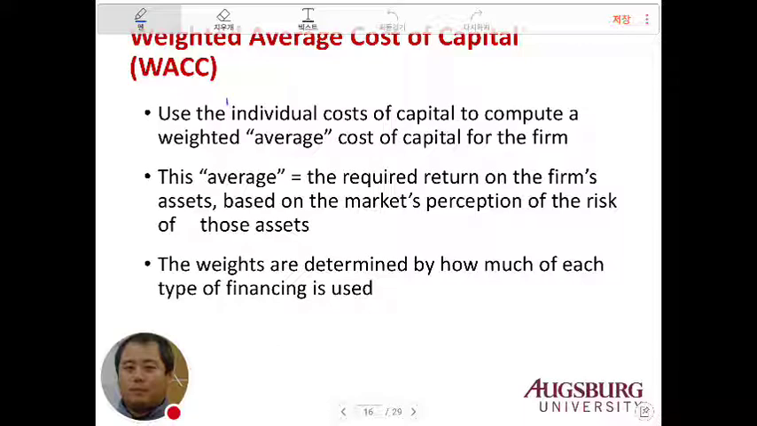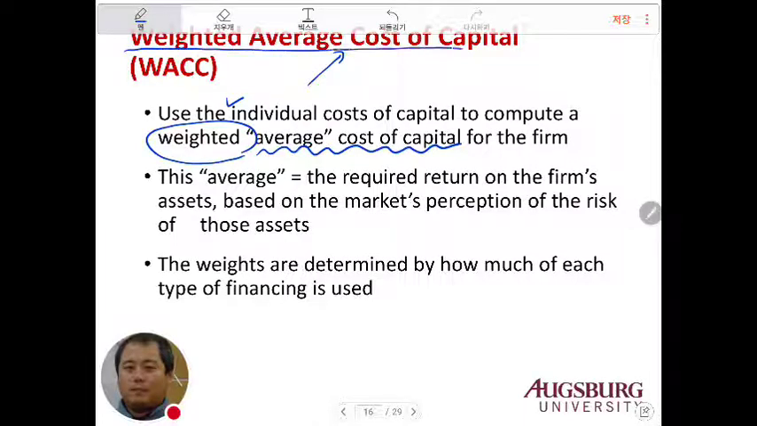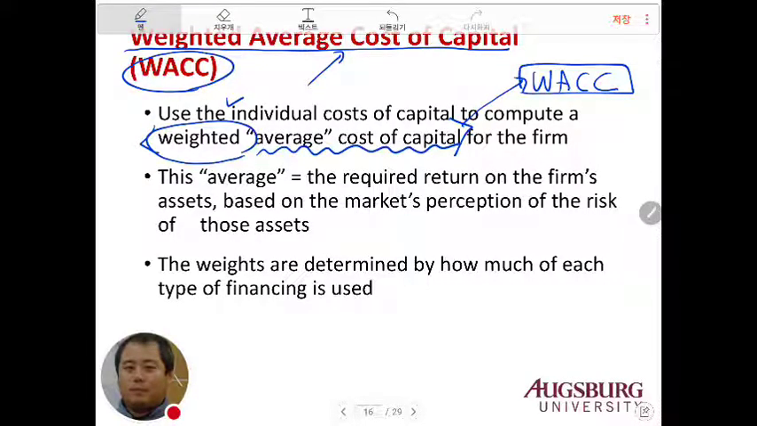Using these individual costs of capital, we can compute the average cost of capital by giving a weight to each security, each financing way, each cost, each capital. And this is called the weighted average cost of capital. Usually we call it WACC. So weighted average cost of capital is commonly called WACC.